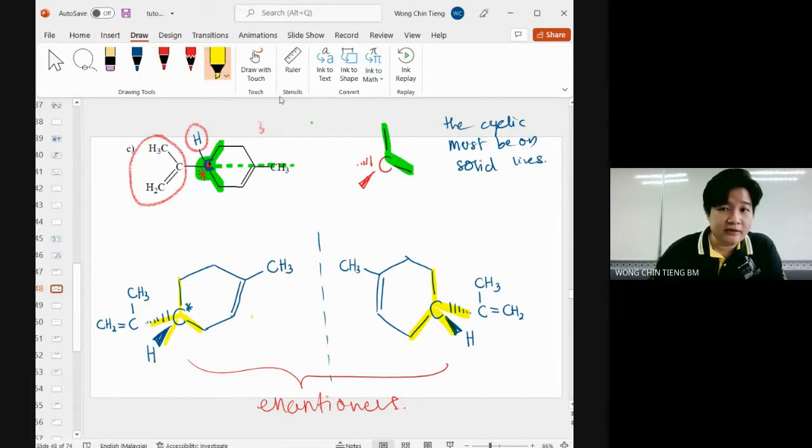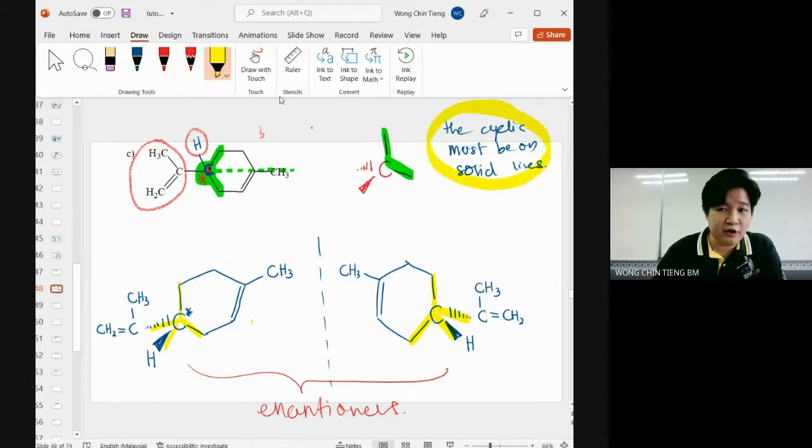So the only syarat yang saya letak, the cyclic must be on the solid line. Okay, the cyclic must be on the solid line. And we still start with the tetrahedral, then we draw the cyclic. Okay?